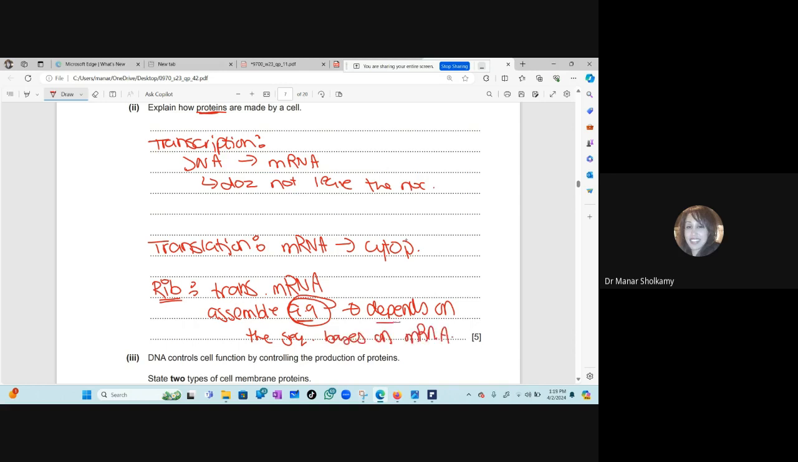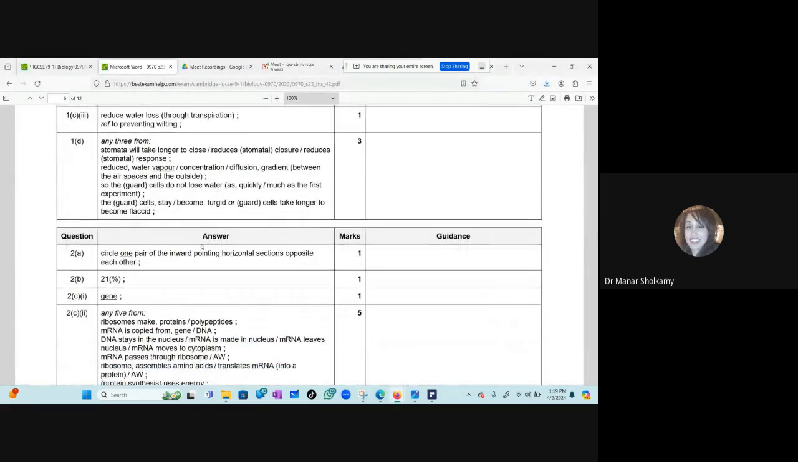This is a very important sentence. It is bold in red, and this sentence should always be in the answer. I'll show you. This is, we said, question 2.